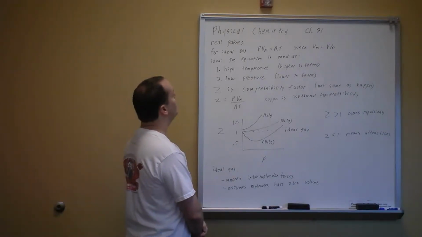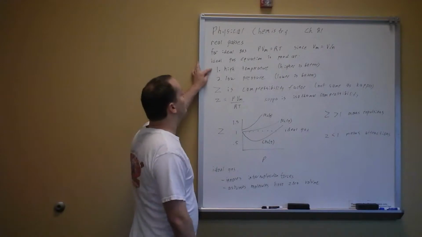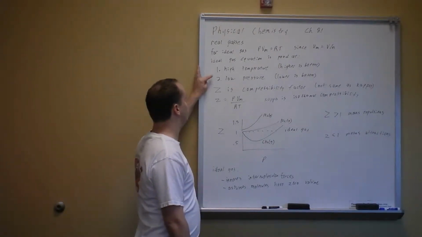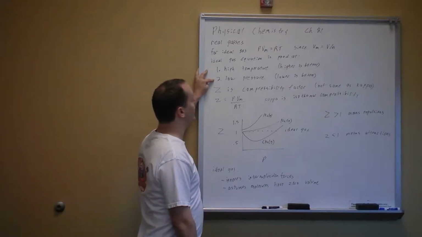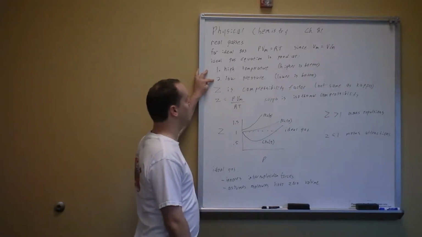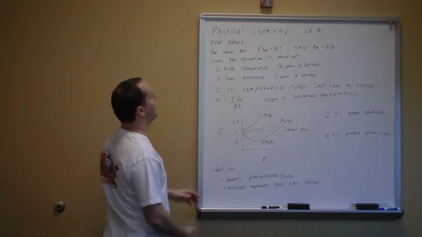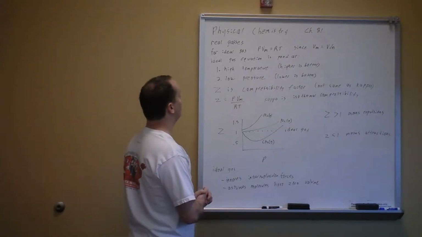Now, the ideal gas equation is a good approximation for really high temperature. The higher the temperature, the better for that approximation. It's also good at really low pressure. Again, the lower the pressure, the better for that approximation. But we're going to stop just looking at ideal gases now.